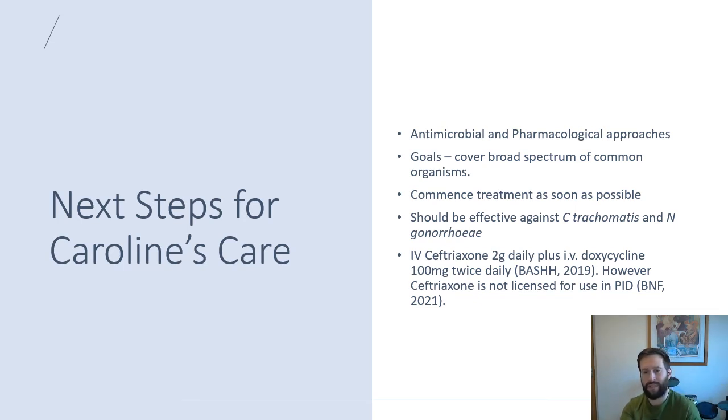What I'm suggesting is IV ceftriaxone 2 grams once daily, plus intravenous doxycycline 100 milligrams twice daily, according to the BASH guidelines. Now, these actually contradict to an extent the BNF. They warn that ceftriaxone isn't licensed for use in peripheral pelvic inflammatory disease. So we'd be using ceftriaxone off license, which we're able to do as prescribers. That's just something we need to be aware of. But there does seem to be a decent evidence base provided by these BASH guidelines from 2019.